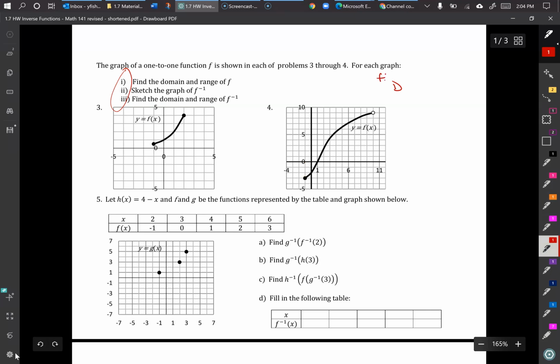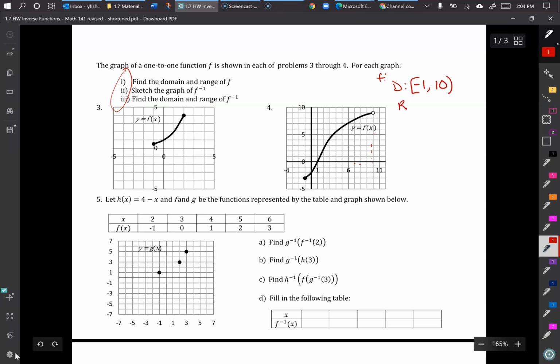So this is f. The domain would be -1 up to... look here, 7, 8, 9, 10. And that's not included because it's an open circle there.